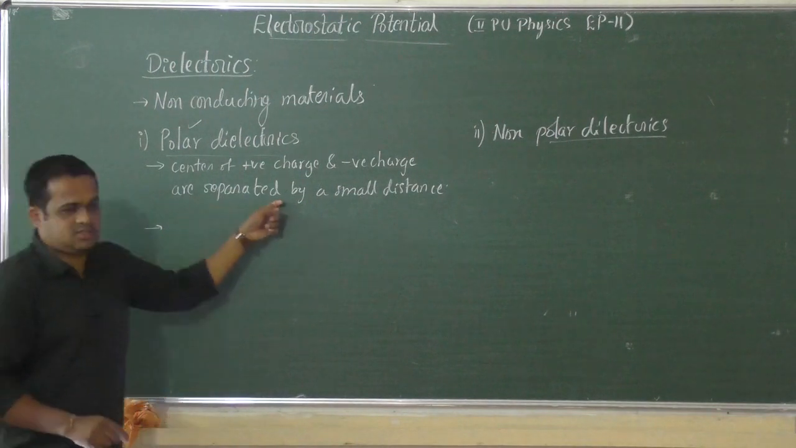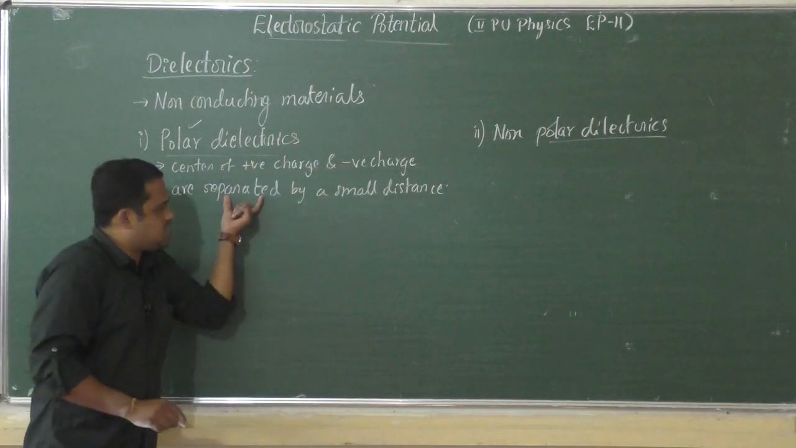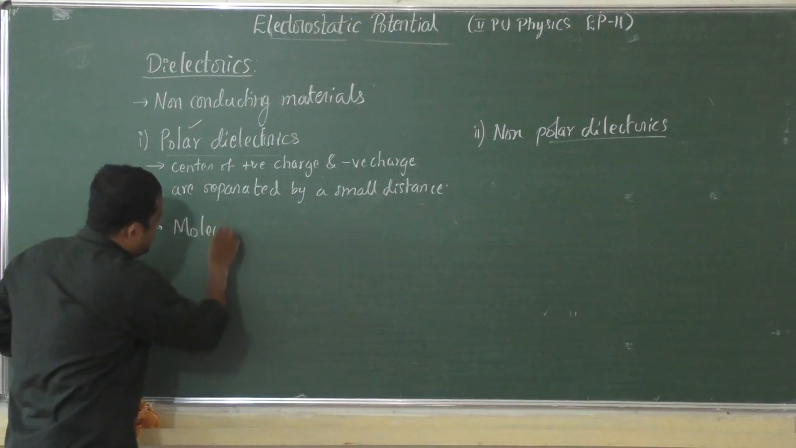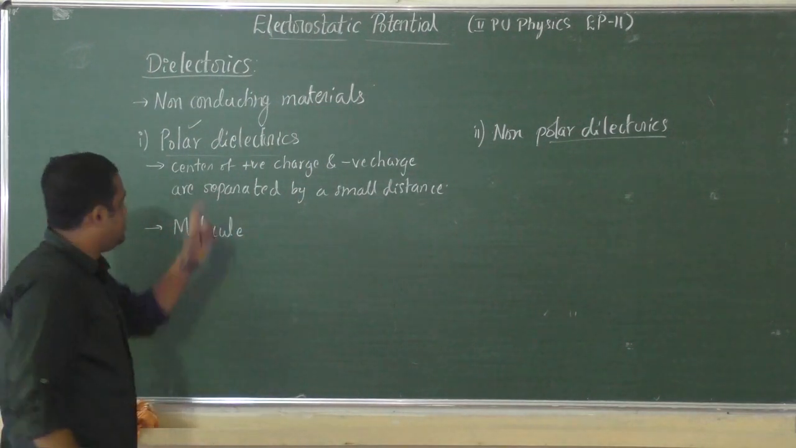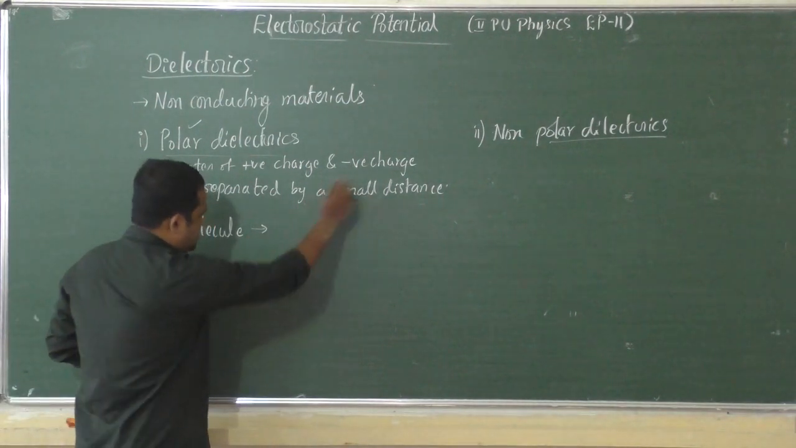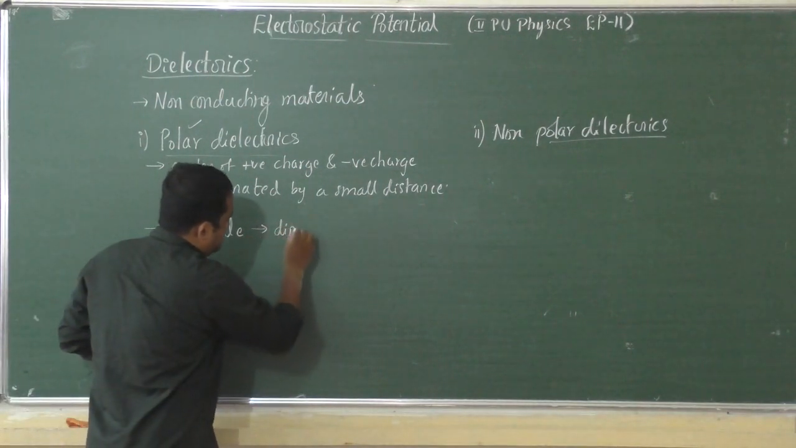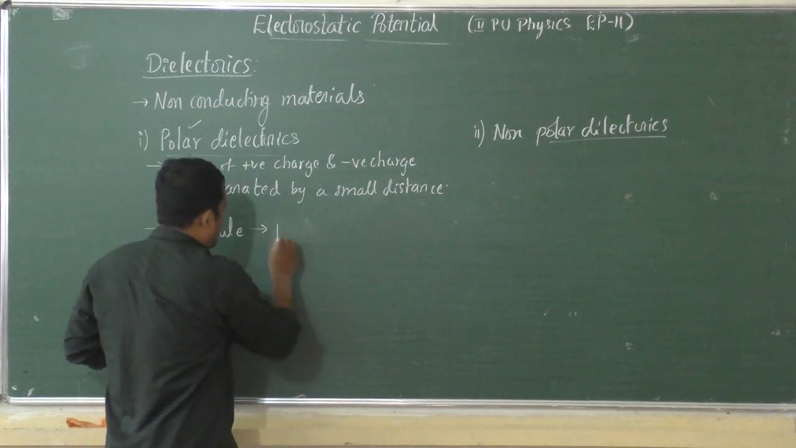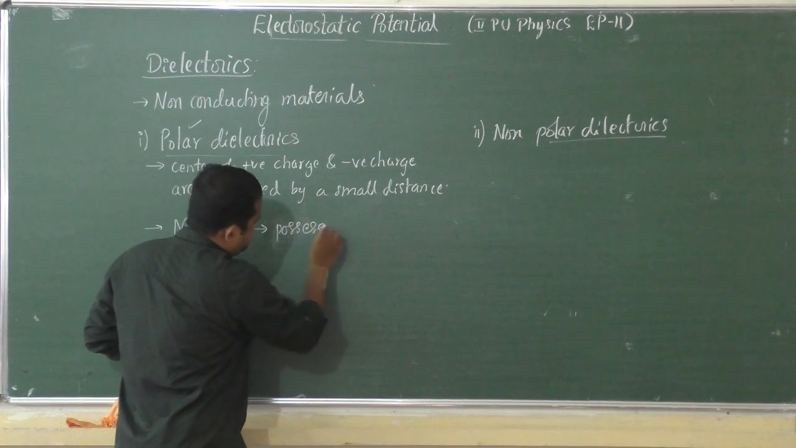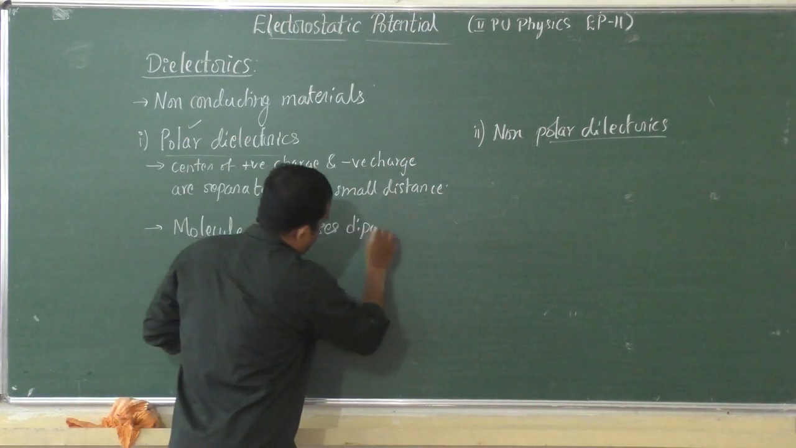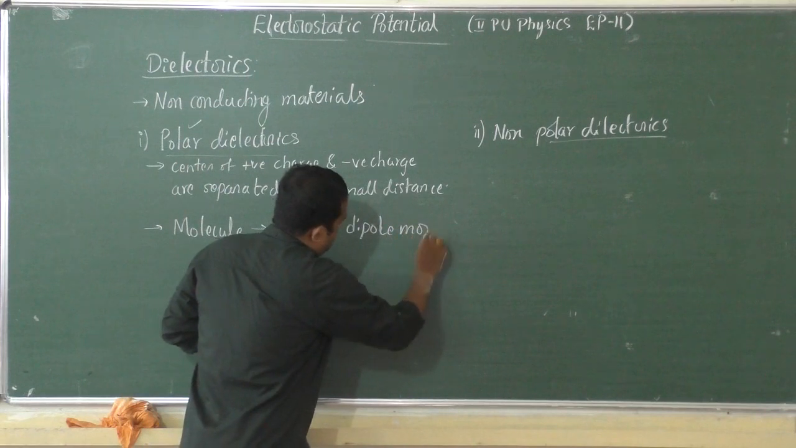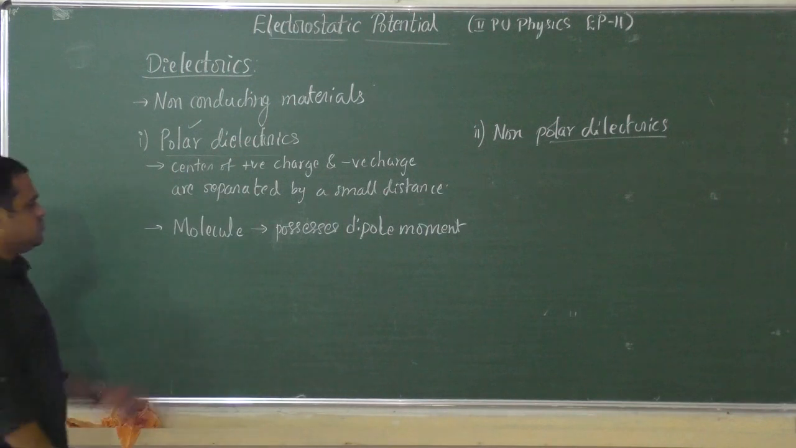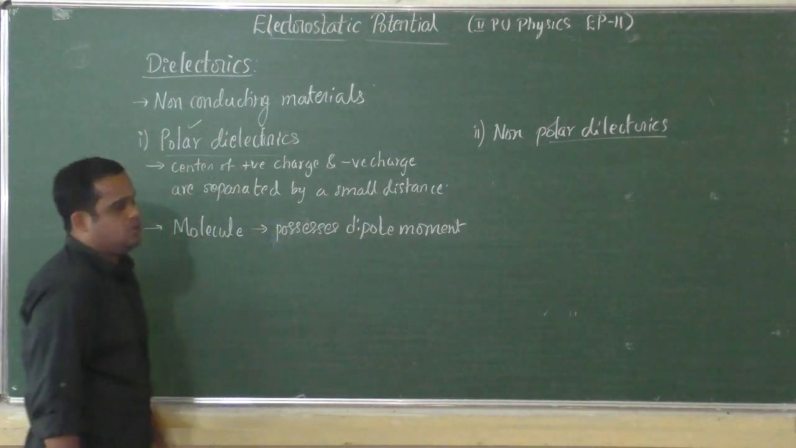What is the effect of this? Positive and negative charges are separated by a small distance. That means in this case, if you consider the molecule of dielectric substance, the molecule possesses dipole moment. Because of separation between the center of positive charge and center of negative charge, the molecule possesses dipole moment.